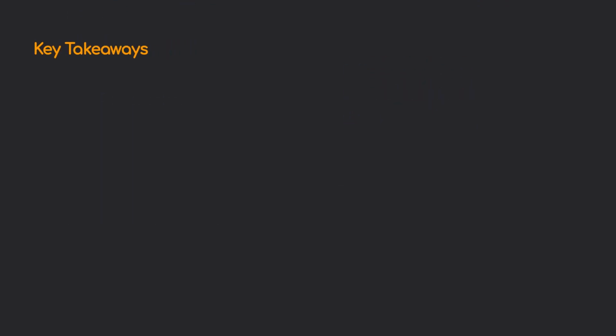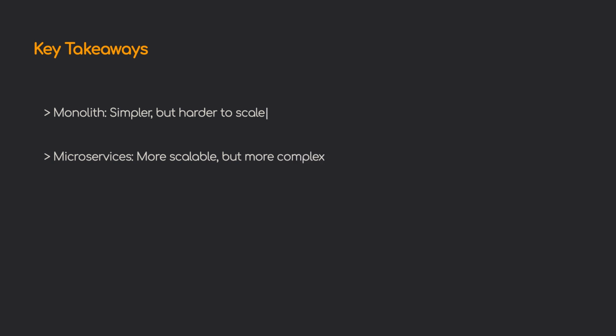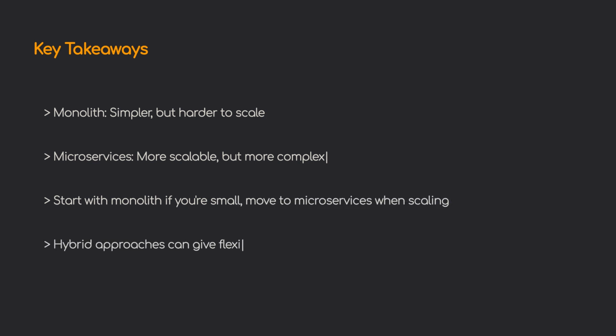Recap. Key takeaways. Monolith. Simpler but harder to scale. Microservices. More scalable but more complex. Start with monolith if you're small. Move to microservices when scaling. Hybrid approaches can give flexibility.